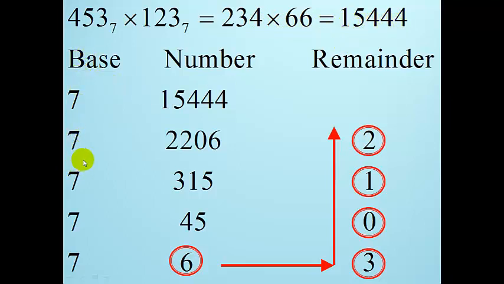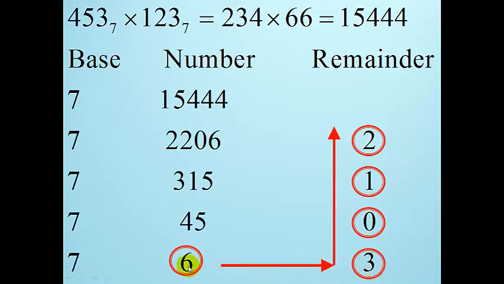Now because we were working in base 7, the base is 7. We have the number 15444, and the remainder. Now 15444 divided by 7 equals 2206, and the remainder is 2. 2206 divided by 7 equals 315, and the remainder is 1. 315 divided by 7 is equal to 45, and the remainder is 0. 45 divided by 7 is equal to 6, and the remainder is 3.